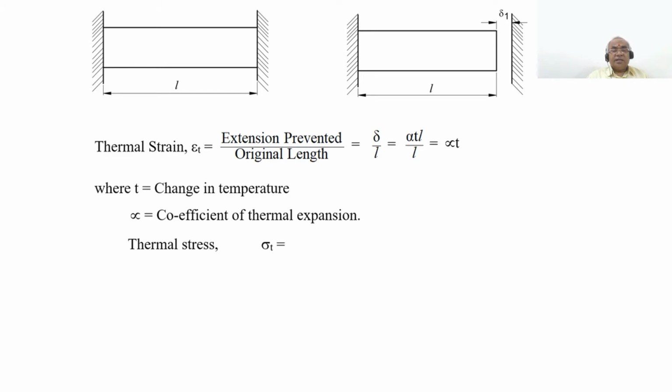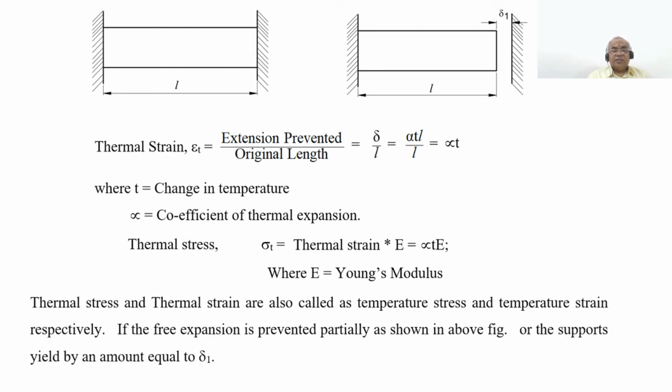So what is the thermal stress? Sigma T is equal to thermal strain into E, because according to Young's modulus, stress by strain is equal to E. Thermal stress is therefore alpha into T into E, where E is the Young's modulus of the material. Thermal stress and thermal strain are also called temperature stress and temperature strain respectively.